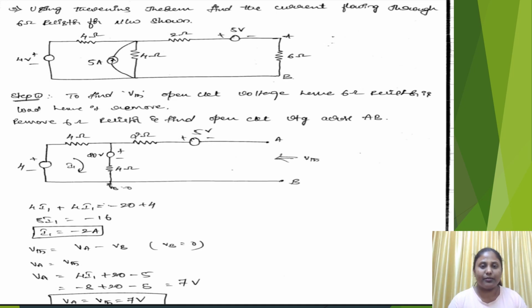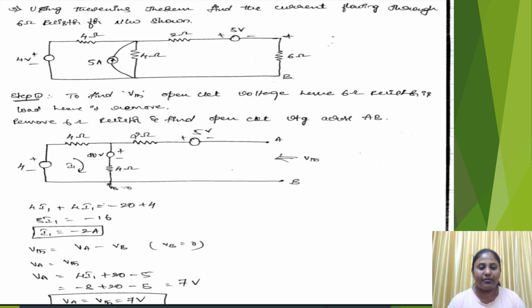Using Thevenin's theorem, find the current flowing through the 6 ohm resistor for the network shown. Step 1. To find VTH, the open circuit voltage, the 6 ohm resistor is the load, hence it is removed. Remove the 6 ohm resistor and find the open circuit voltage across AB. Now 4I1 plus 4I1 equals minus 20 plus 4. 8I1 equals minus 16. I1 equals minus 2 ampere.